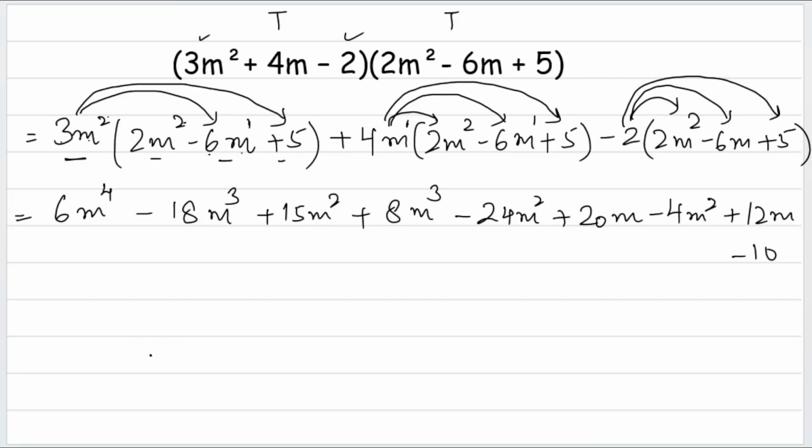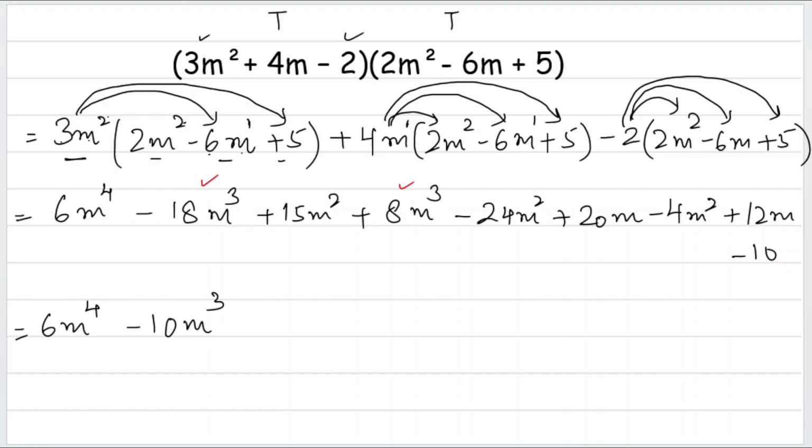Do we have any m to the exponent 4 term? No, there is nothing. So let's write 6m4 as it is. Pick the m cube terms. Do we have m cube? Yes, negative 18m cube plus 8m cube, and that's it. So negative 18 plus 8 will give me negative 10m cube.